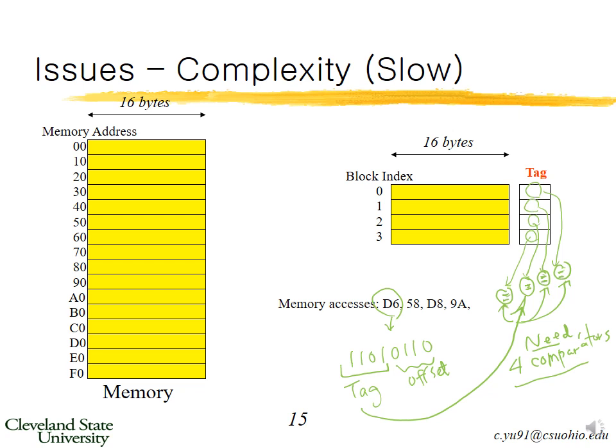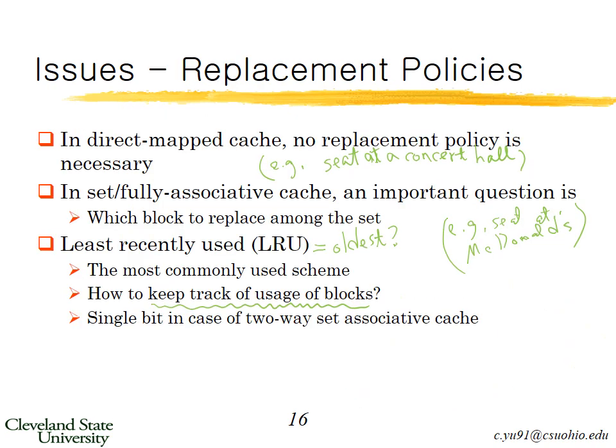And consider a realistic example of 1024 cache blocks in the cache system, and you actually need 1024 32-bit comparators. So that's going to be more expensive and also slow down the performance. So the miss ratio is going to be the best, but it's more expensive and slow.